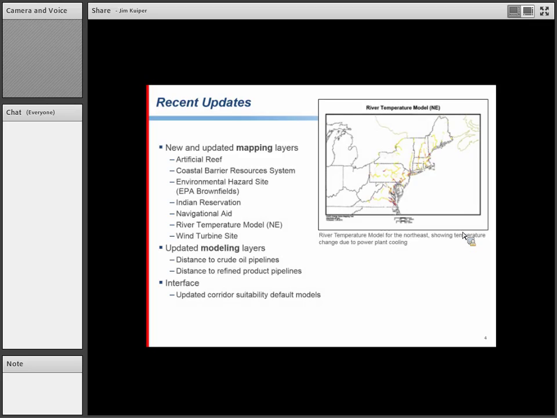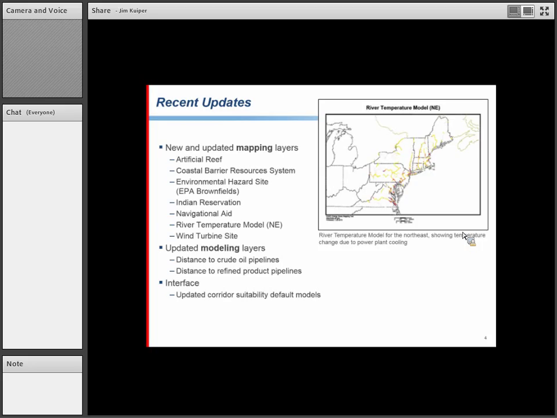So if you look at that layer, you can see this graphic, which is 2010, an annual average, but you can look in the data and get monthly temperature values. So it's pretty interesting to look at the transitions over time from power plants.